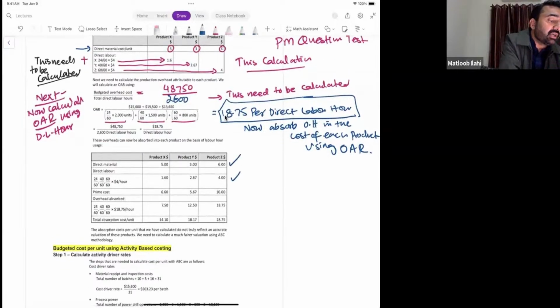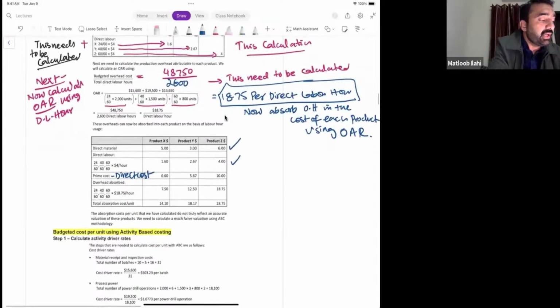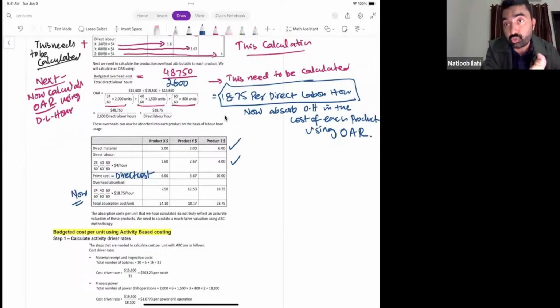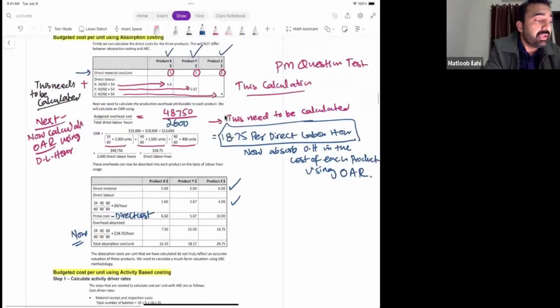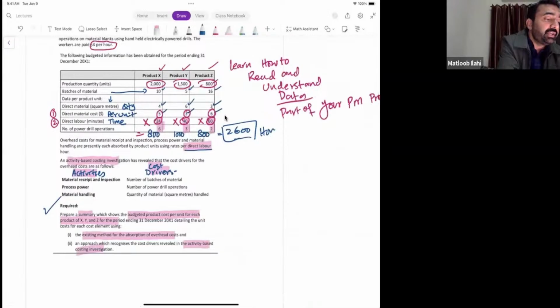Here, this total is called direct cost. Now we can absorb overheads. So how much overhead to absorb into the cost of each product? For product X, how much to absorb? It consumed 24 minutes. You can see here, 24 minutes. Product Y consumed 40 minutes, and product Z consumed 60 minutes. So I can put this again here.